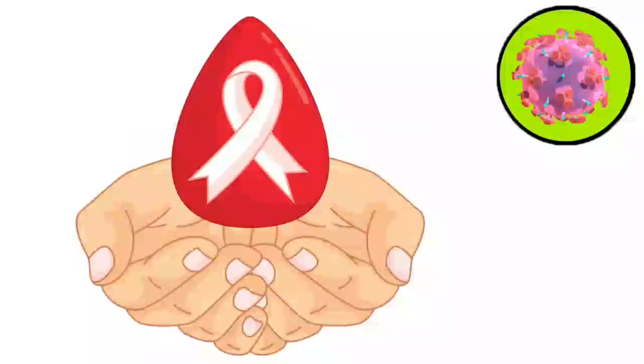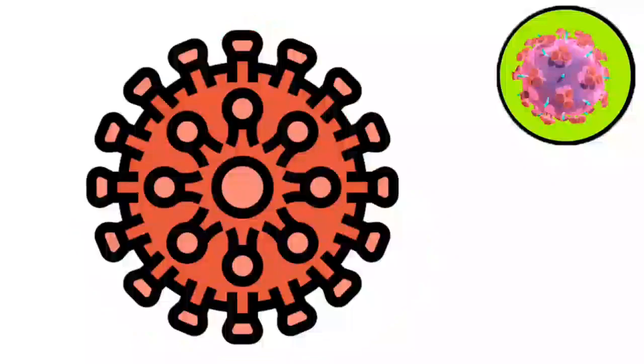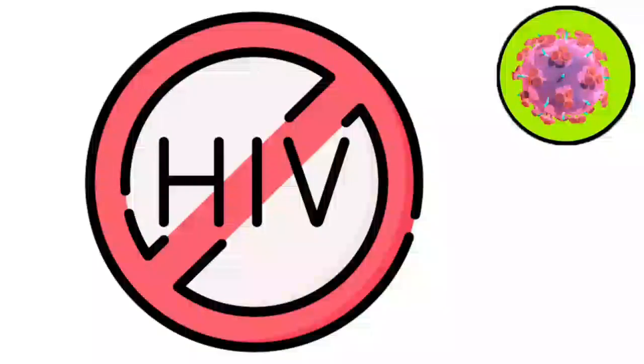Sexual contact. HIV is transmitted through sexual contact with an infected person, especially without protection. This can happen during unprotected sex or sharing injection equipment. Contact with contaminated syringes. People who use drugs can contract HIV through sharing contaminated syringes and injection equipment.